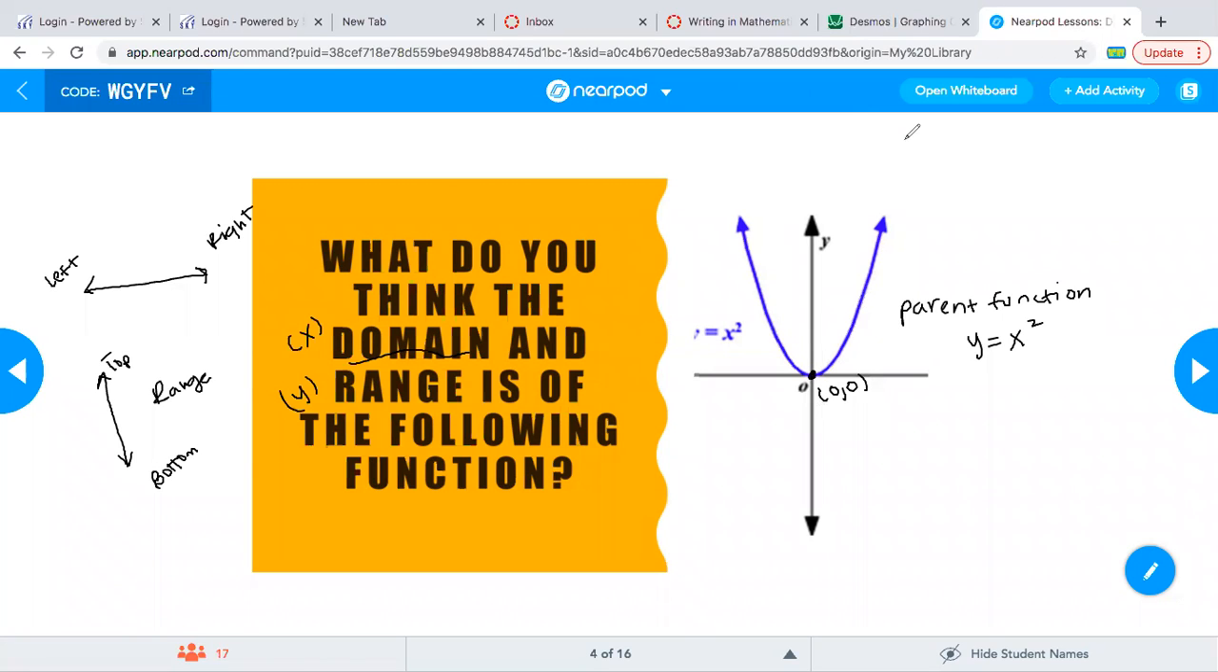If I was looking at the domain of this graph, the leftmost point is an arrow. This tells me it goes on forever to the left. And then the rightmost point is another arrow telling me it goes on forever to the right. So what would the domain be? All real numbers. Perfect. X is all real numbers.